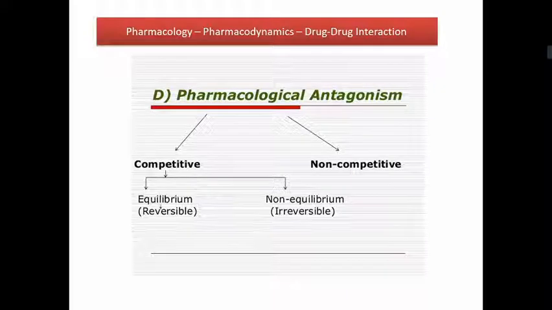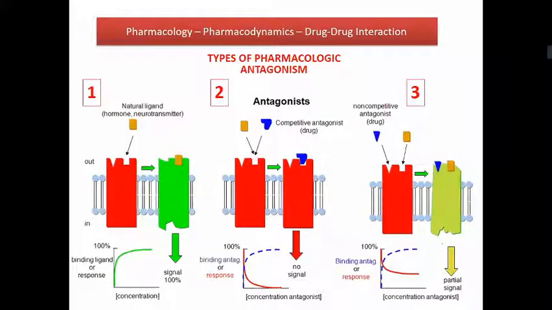Then when you say non-competitive inhibition, they usually interact with different receptors. So diri la uusang receptor tag iya ira usa-usahiran receptor. Ito non-competitive. Okay? So, this will show to us the pharmacologic antagonism. In number one, we have the reversible.